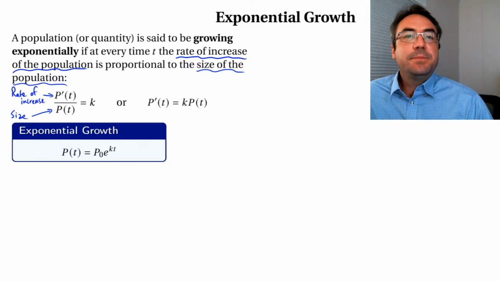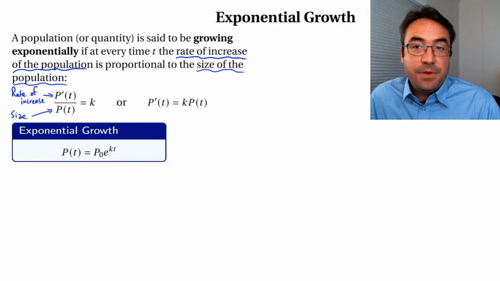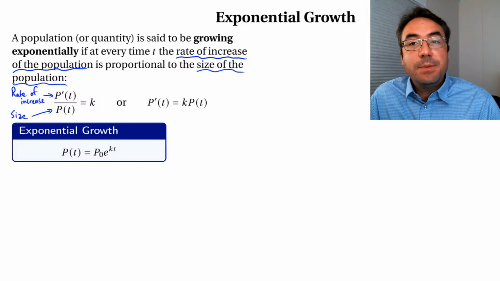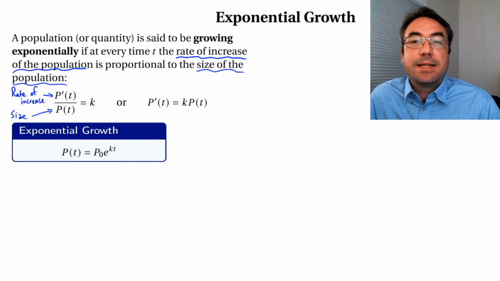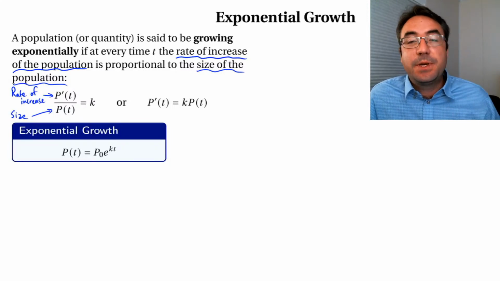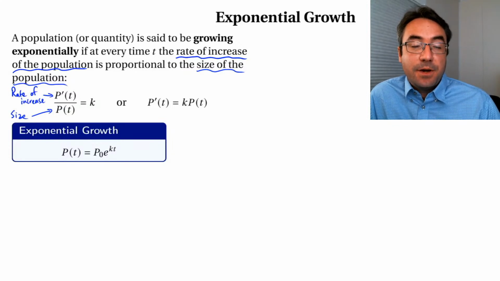So what it means to be exponentially growing is that at every time t, the derivative is proportional to the function. What it means to be proportional is that their quotient is equal to a constant. So when you take one quantity and divide it by the other quantity, you get a constant term. In this case, we call it k. So the derivative P prime divided by the function P should equal a constant for each time t.